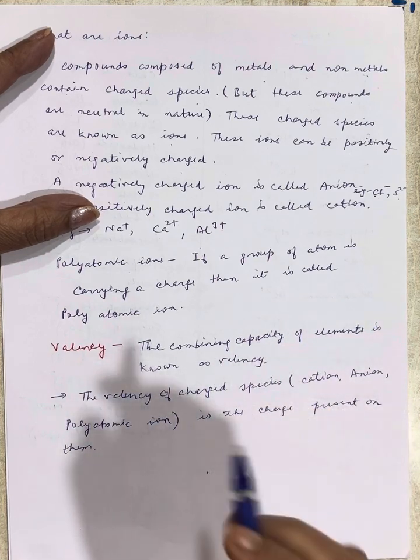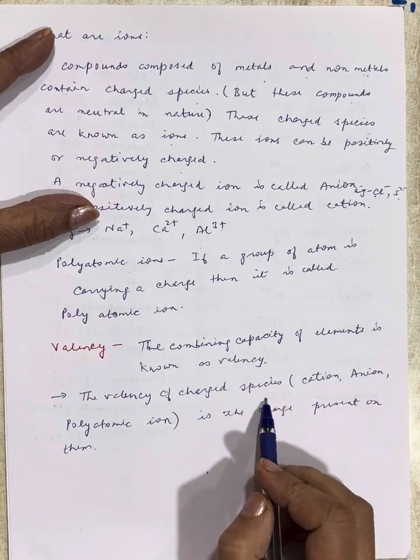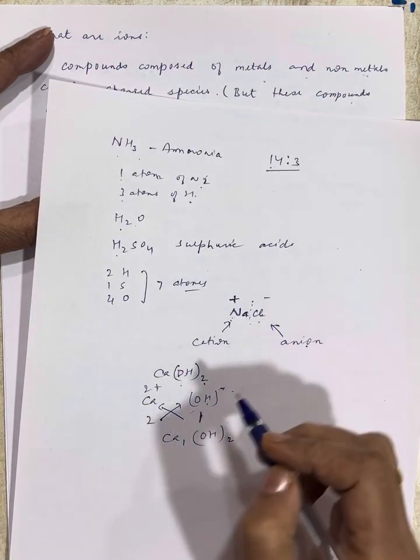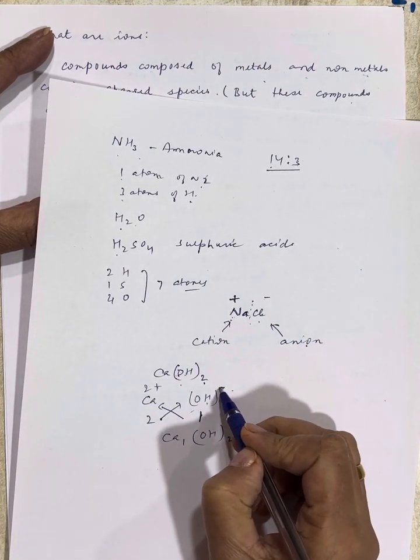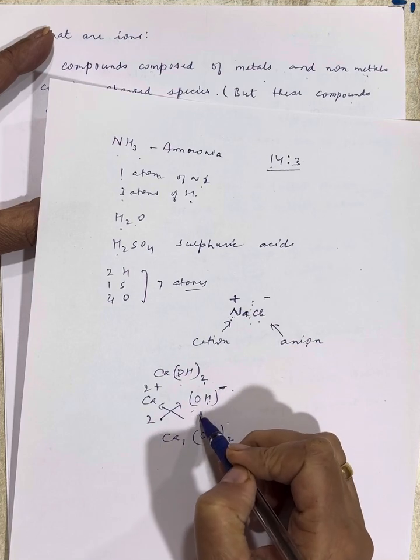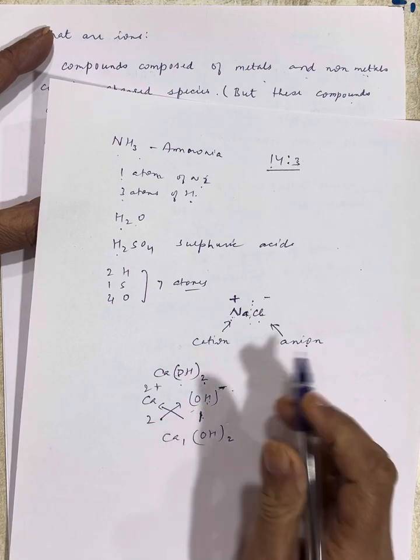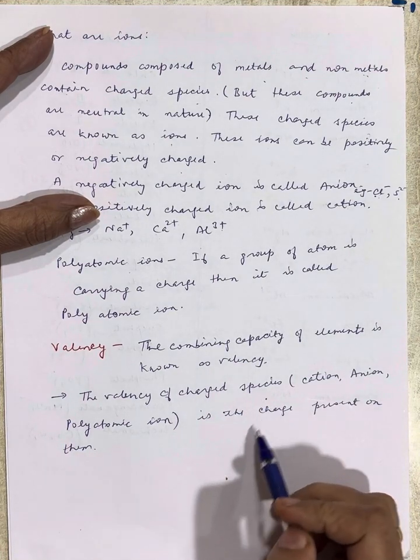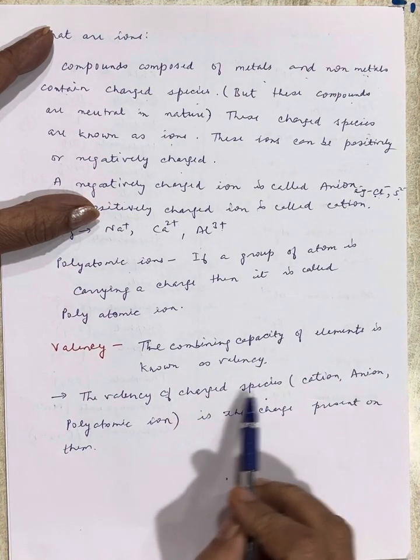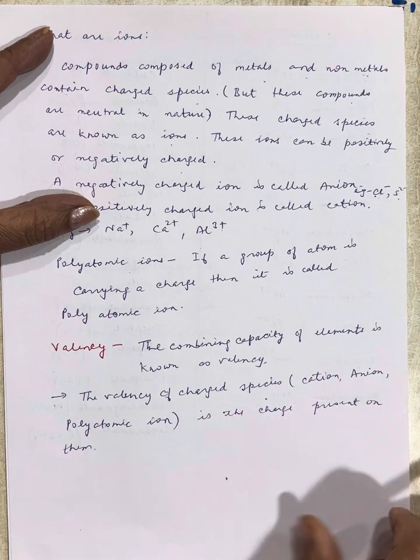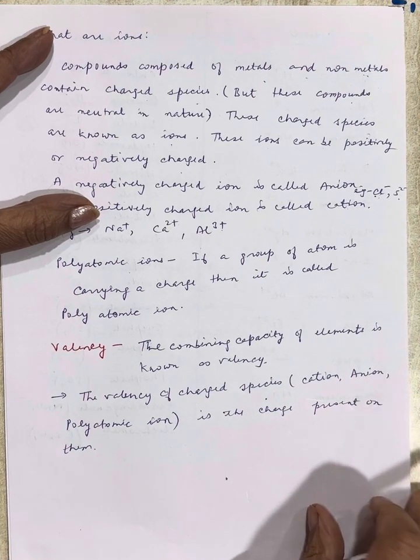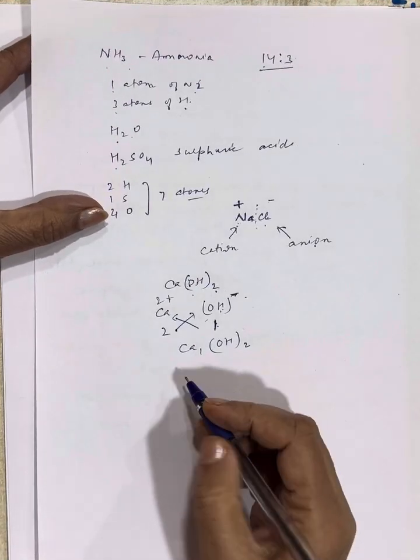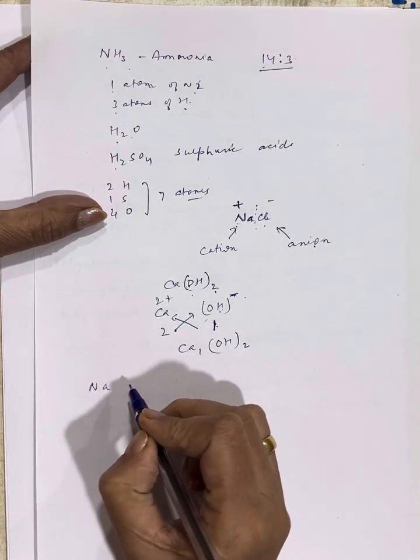Let me tell you, one thing is the valency of charged species. Like I told you, in case of OH minus, the charge on OH will give you the valency as 1. The valency of charged species is the charge present on them. Correct?